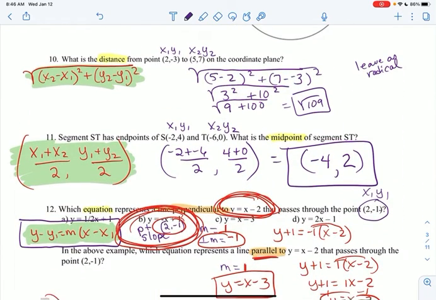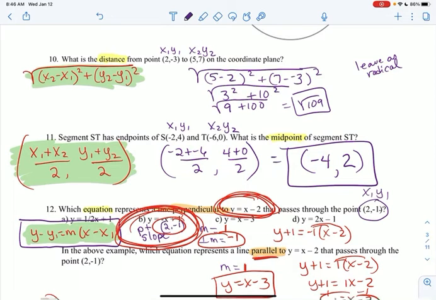10 wants to know what's the distance from point 2, -3 to 5, 7. So I have my distance formula right there highlighted in green, and you can see I have x1, y1, x2, y2 labeled, and I just do x2 minus x1, 5 minus 2 squared, and then I do the same thing with the y, 7 minus -3 squared. That comes up to radical 109. I'm going to leave it as a radical unless they tell me how to round it off. I leave it exactly the way it is.